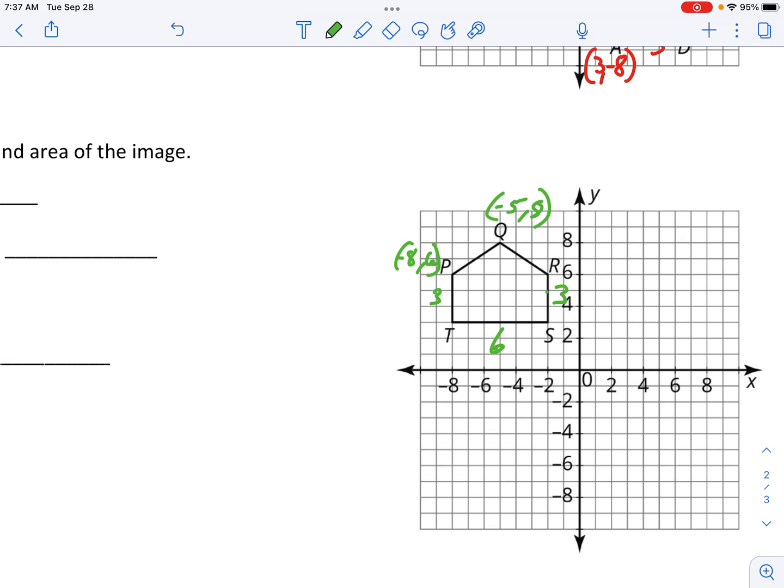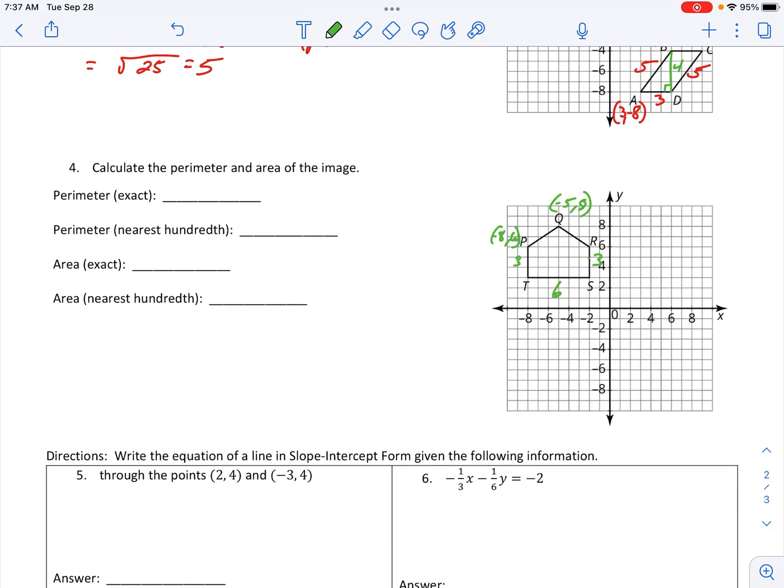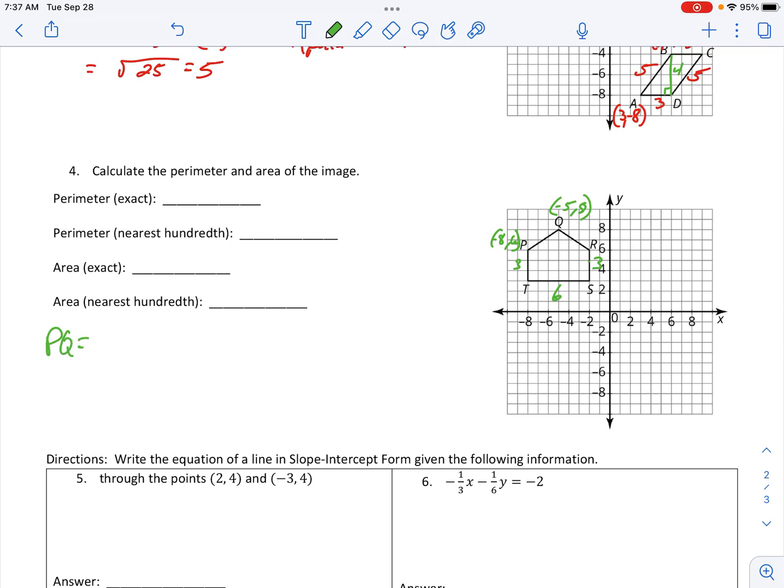All right, so let's go through and use the distance formula there. Let's find PQ. No, I don't care. That's Mrs. Drush. Hi, guys.